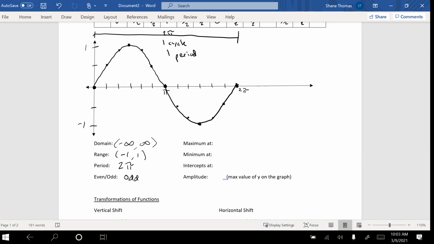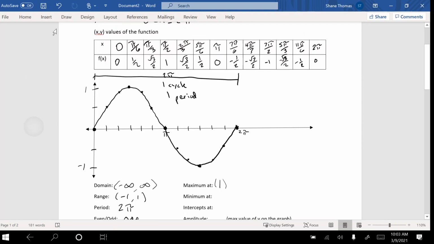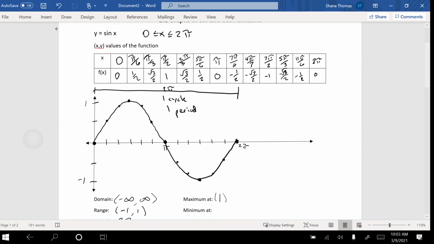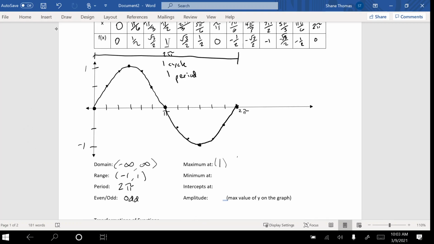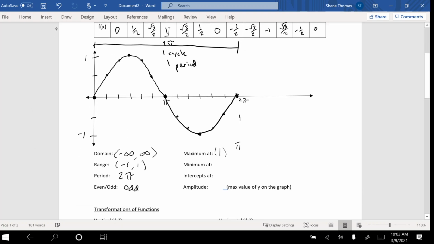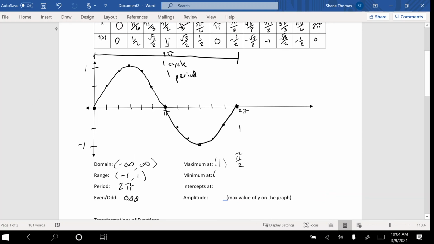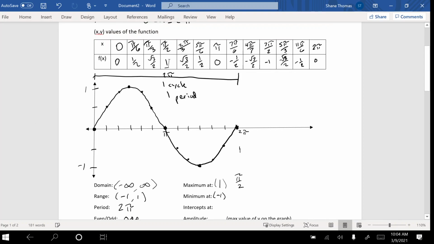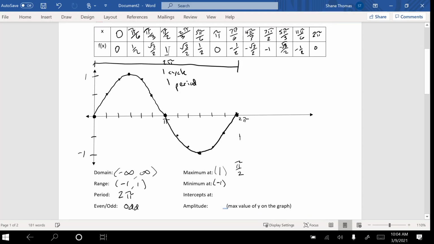All right, what is our maximum value? It was 1, correct? Where does that occur at? Where's that? Pi over 2, isn't it? Right here? Pi over 2. Where does my minimum occur at? My minimum is -1, and it occurred at 3 pi over 2.